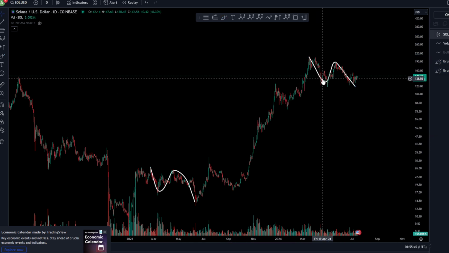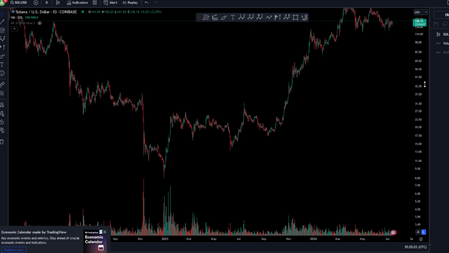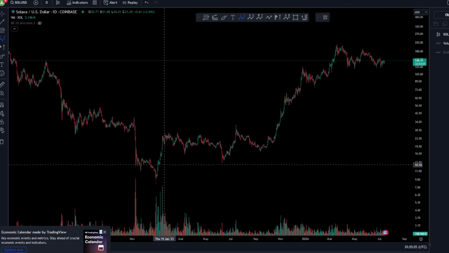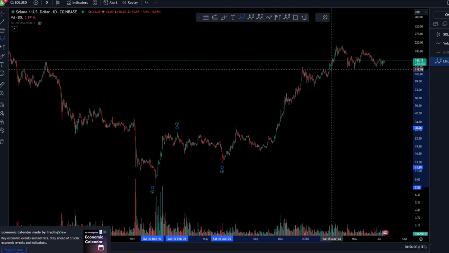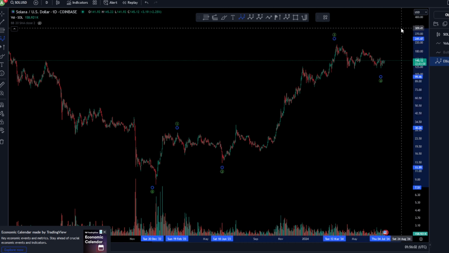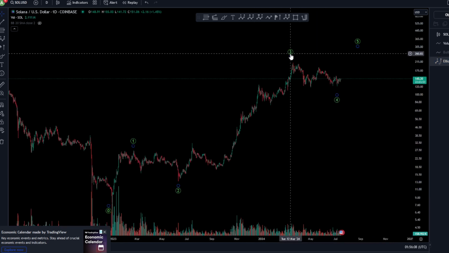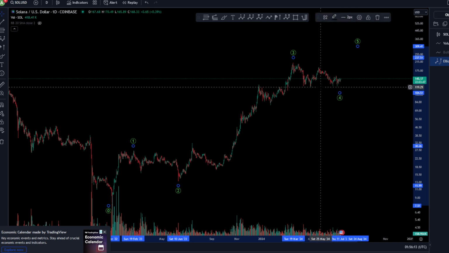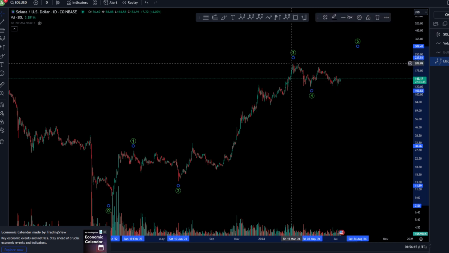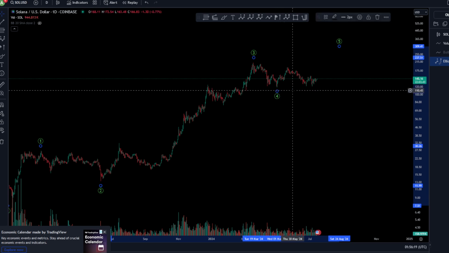Let's label this actually to make it much clearer. So what we have actually is a major impulse here, 1 and 2, and then 3 and 4 and 5. And let's set this as primary. This is your primary impulse. Here we go, on the daily chart. So this is my lower low here actually, yes, this is a wave 4 here.